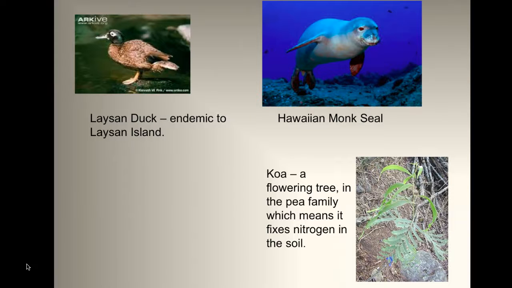All right, and these are some pictures of organisms that are in that National Marine Monument. These are endemic to Hawaii, and that word endemic means that it can only be found in this area. The monk seal, the green sea turtle, not endemic, but it is endangered.